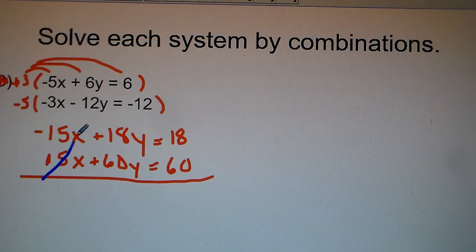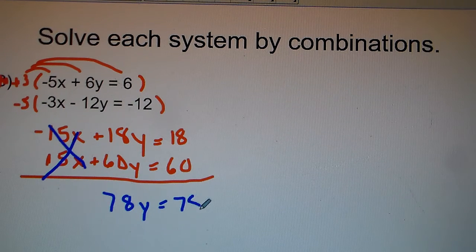Negative 15x and positive 15x, they cancel each other out. 18y plus 60y gets you 78y. 18 plus 60 gets you 78. Divide both sides by 78, you get y equals 1.